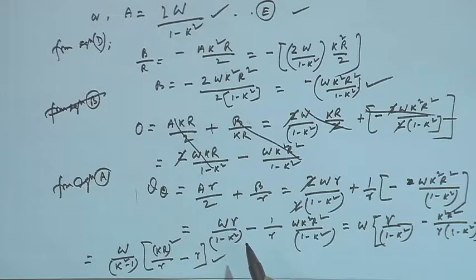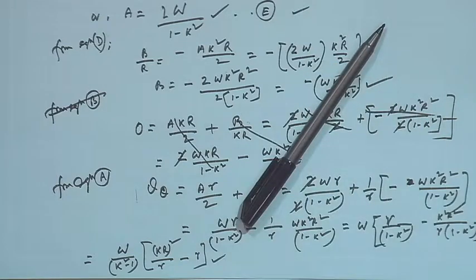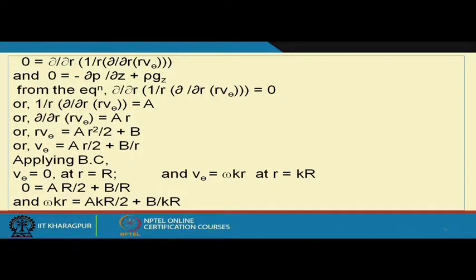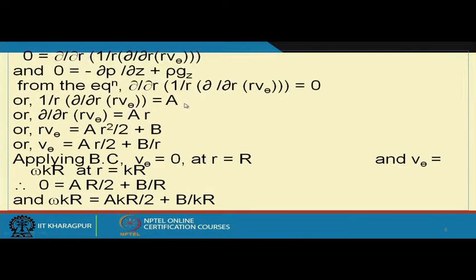Only the thing which you need to do here in between, if you look at the solutions, the same original solution which we had started with, we have done up to this the same. Then we have changed the boundary. Originally the boundary was v theta is 0 at r is equal to capital R, and v theta is equal to omega k r at r is equal to k r.